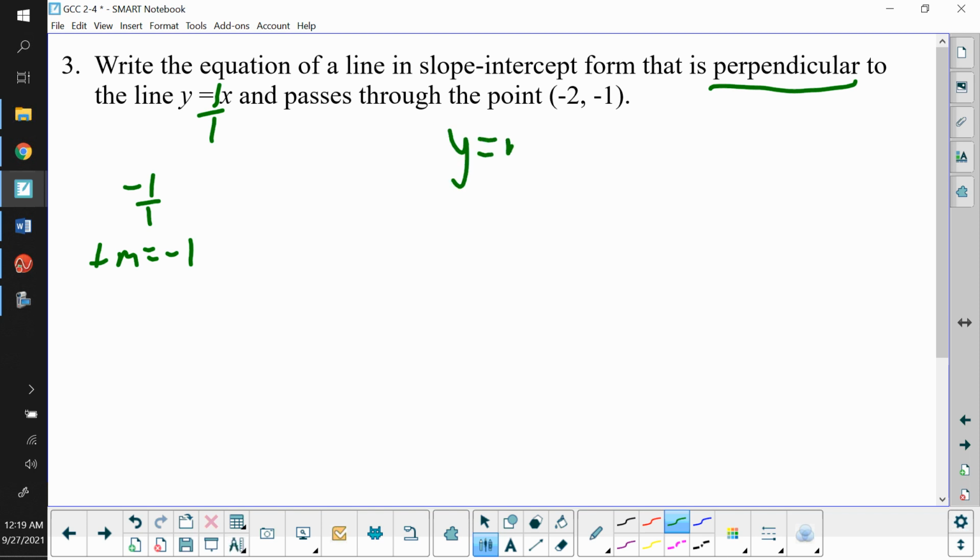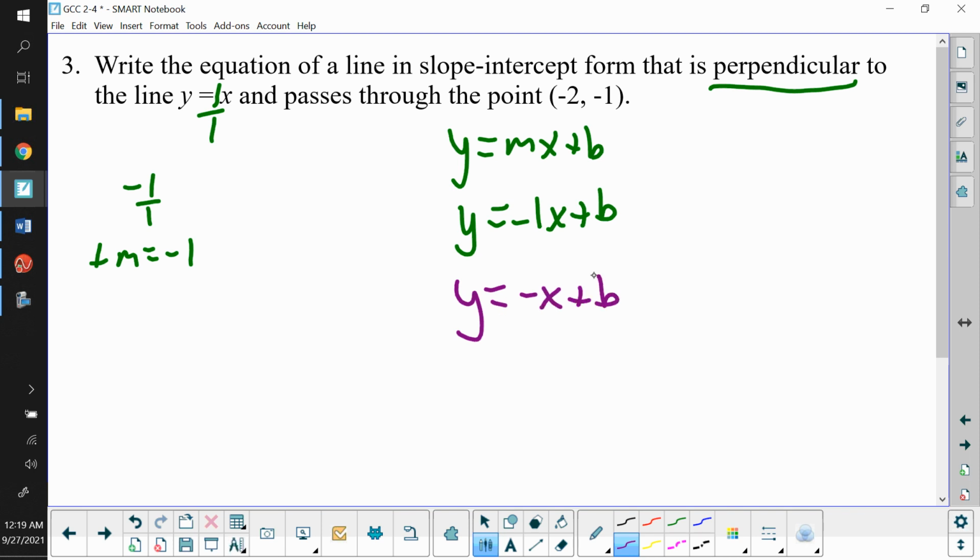So when we do our y equals mx plus b, we're going to have y equals -1x plus b. Now, I wrote it as -1 just to make sure it's clear what we're subbing in, but -1x can also just be written as -x. That's the same thing. We're going to fill in our x and our y. So we'll have -1 equals negative, then the -2 plus b. Minus a minus is a positive, so we'll have -1 is equal to 2 plus b.